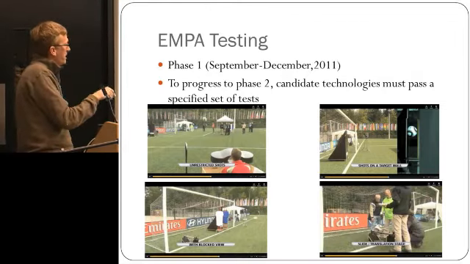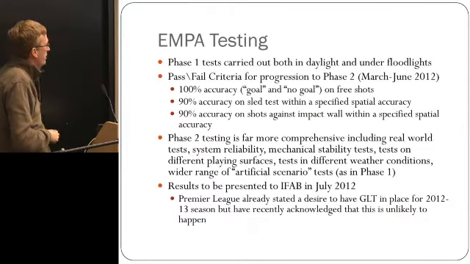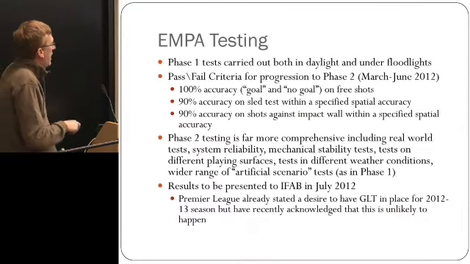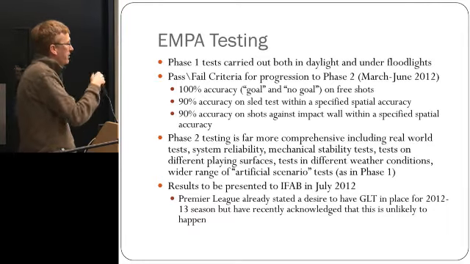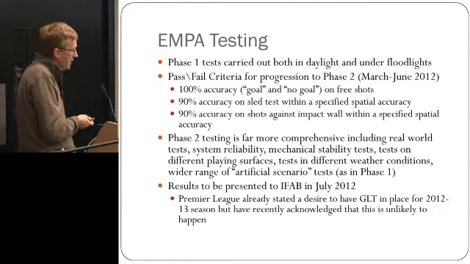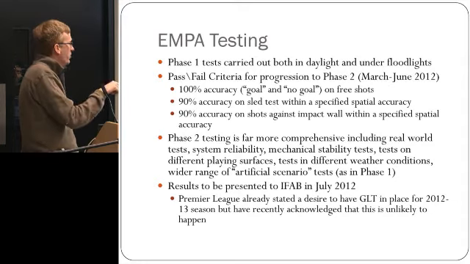So those tests were being carried out by an independent Swiss testing institute called EMPA, and in order to progress to phase two, you have to pass those tests. Phase two will be carried out between March and June. Only those who have passed phase one will do it, and it's a more difficult set of tests.